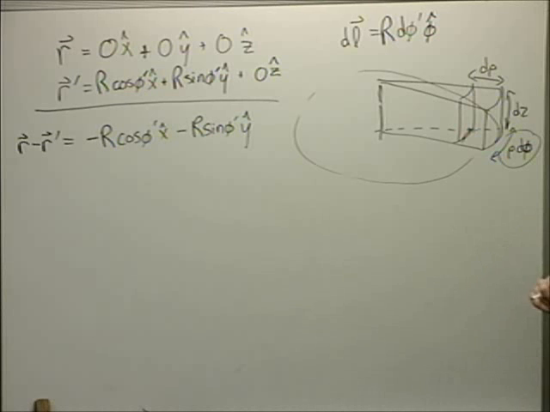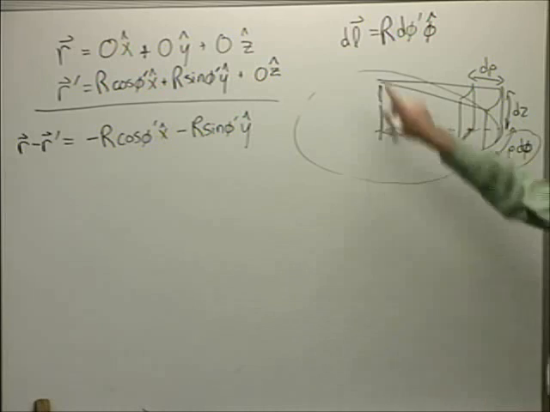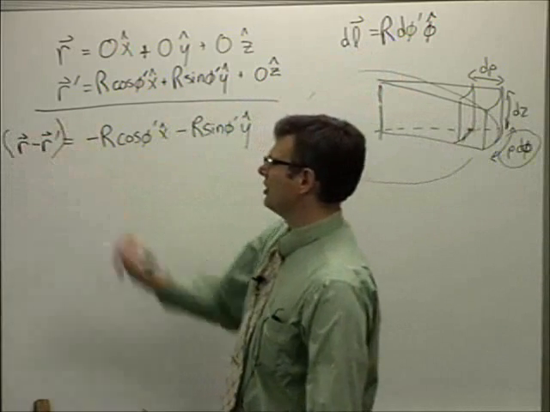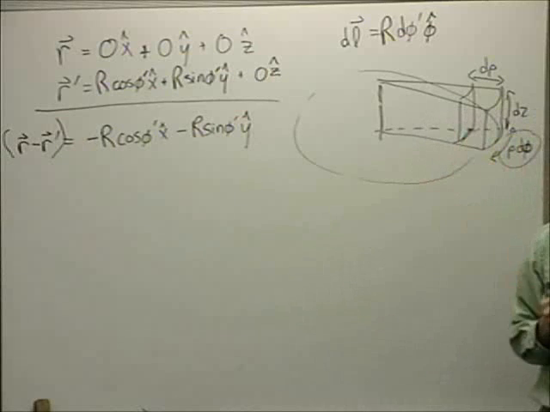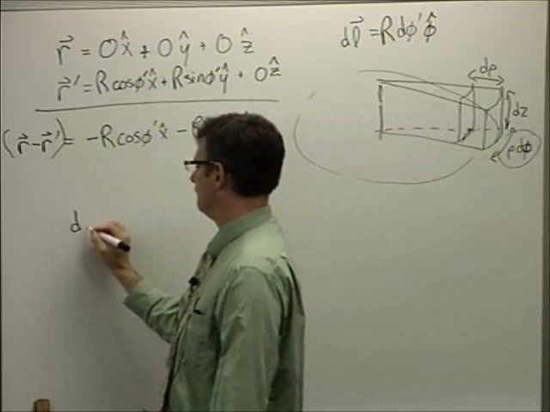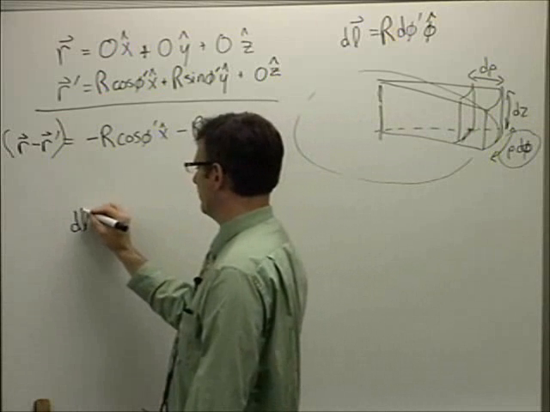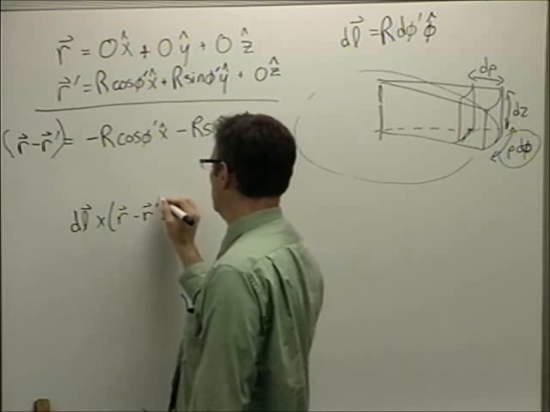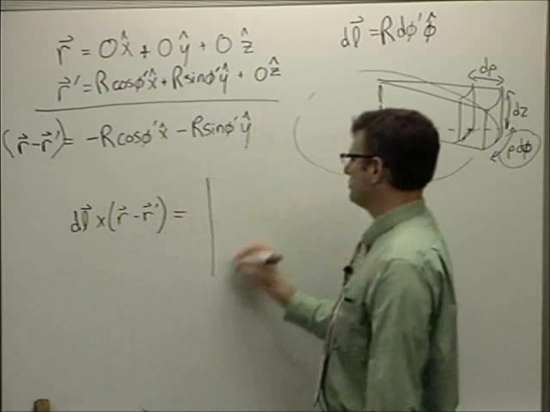Now we can approach this two ways. Let's do it the long way just to make sure that we're consistent. I have a dl vector here, and I've got my r minus r prime vector here. I have to cross them in the numerator of that integral. So how do I do a cross product?